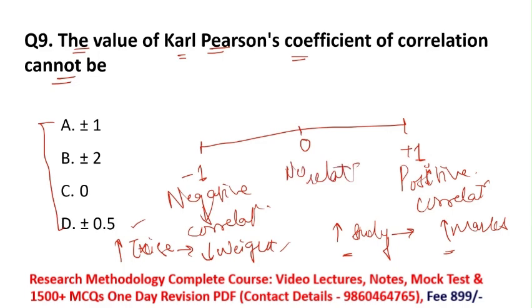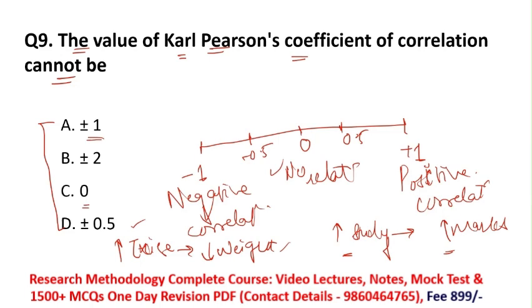So here +1 and -1 means perfectly positive correlation between these two variables, and -1 means negative correlation. So yes, +1 and -1 lie on this scale. Again, here we'll see option C, 0. 0 means there is no relation. Plus 0.5 lies between 0 and plus 1, and minus 0.5 lies between minus 1 and 0. So in this scale, minus 0.5 or plus 0.5 also occurs.